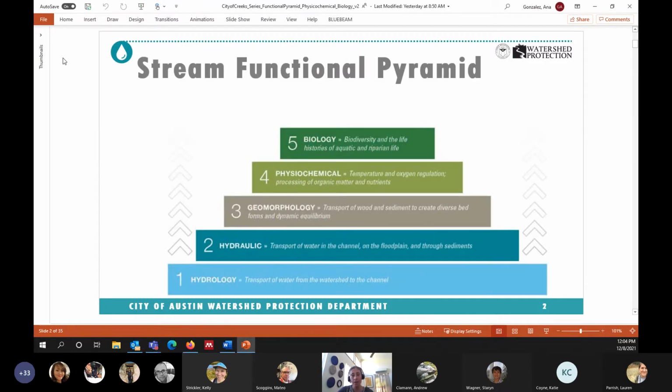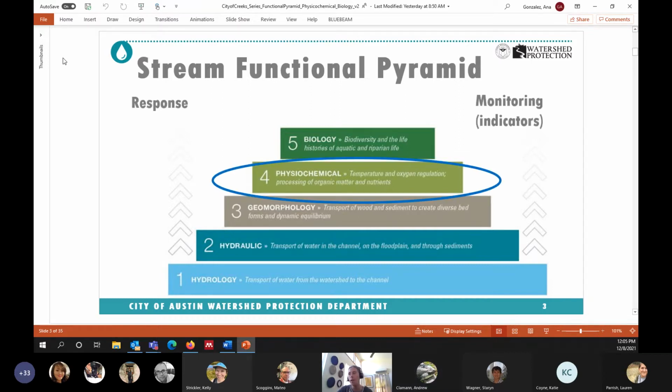We had a couple of presentations about the stream functional pyramid. We already covered hydrology, hydraulics, and geomorphology, kind of what we talk about as the drivers of stream function and the way we understand watershed function. Today, I'm going to be talking about the physical-chemical layer, and Andrew will be speaking about biology.